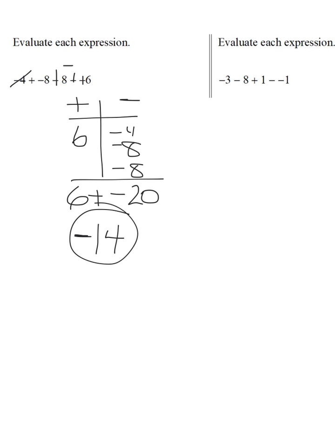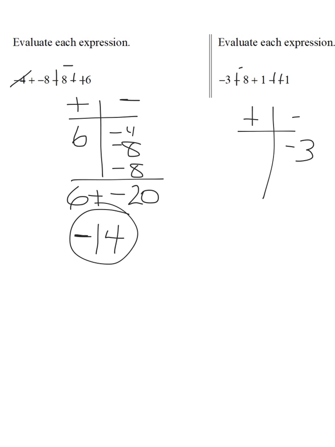So let's look at the second example. I'm going to fix my subtractions. So it's going to be -3 instead of -8. It's going to be add -8. Then that's +1, and then I've got to fix that last one. It's going to be add +1. Okay, so now I do my T-chart real fast.